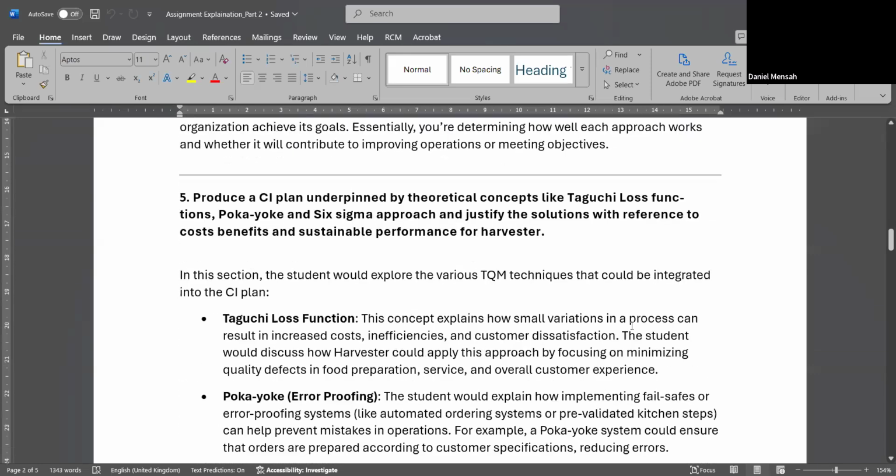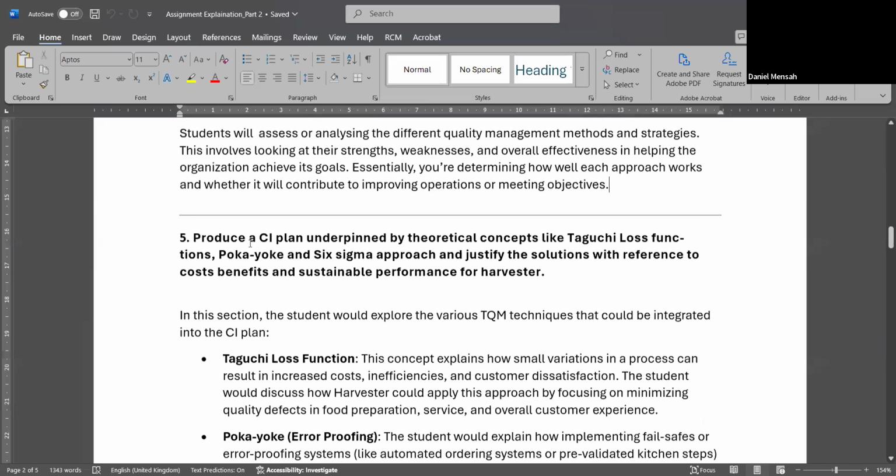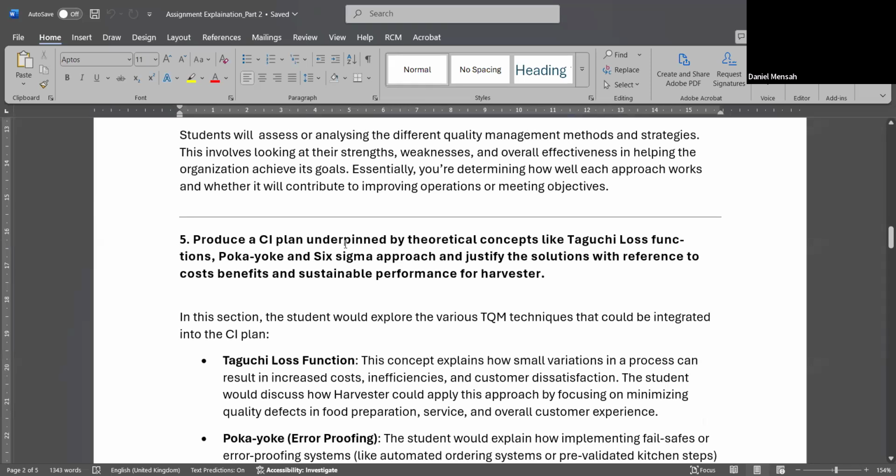So then if you can remember, we discussed techniques also, okay? You have point 5, use a CIP. Then again, you are going to produce another continuous improvement plan underpinned by theoretical concepts. So for this plan, you will be using these techniques: Taguchi loss function, Poka-Yoke, and Six Sigma approaches, and justify. So you must be using these three approaches and justify the solution with reference to cost benefit and sustainable performance of Harvester.